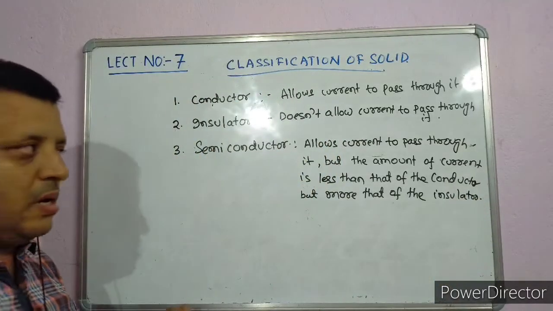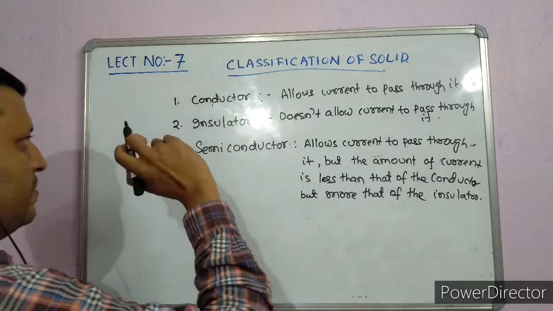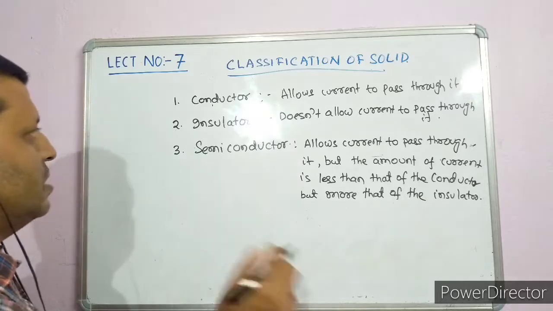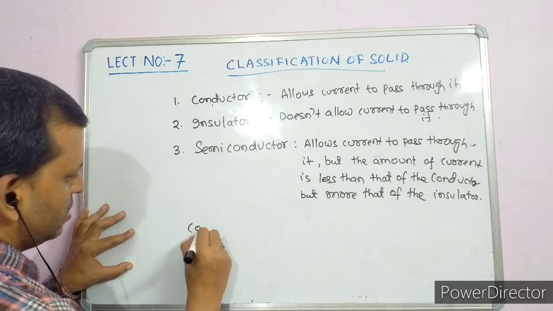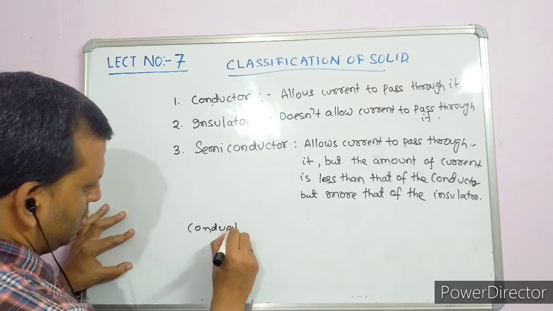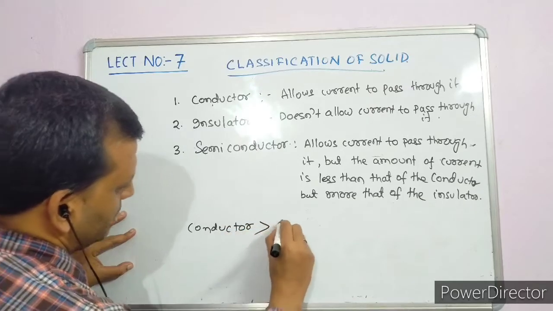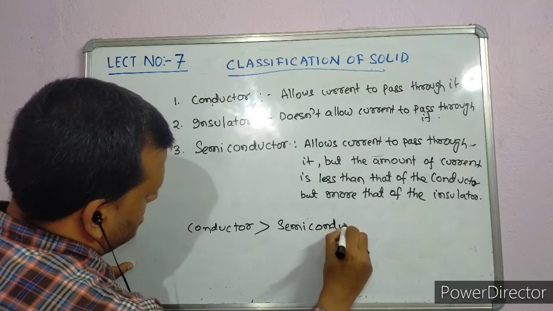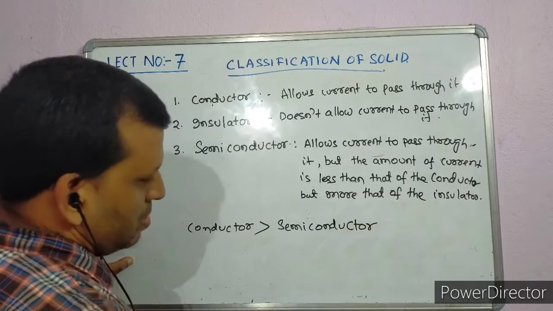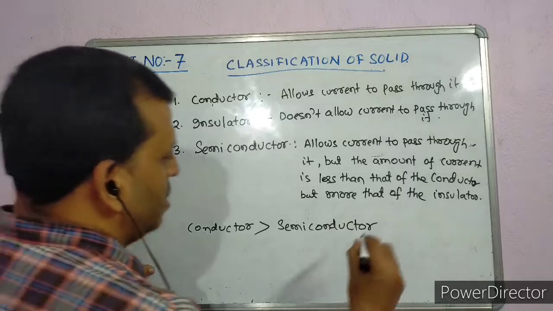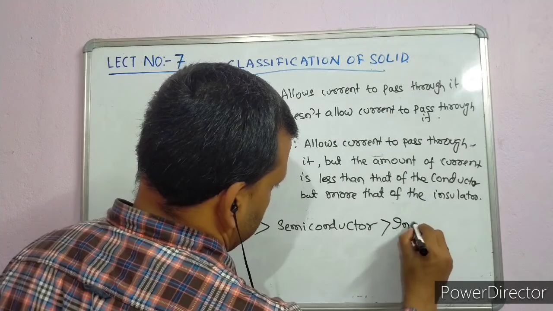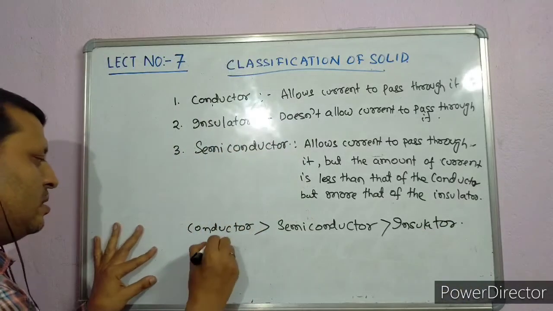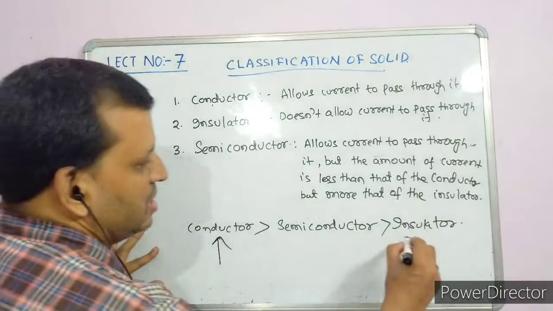So if we classify solids by virtue of their conductivity, then we have conductor, semiconductor, and insulator. Current is highest in a conductor and least in an insulator.